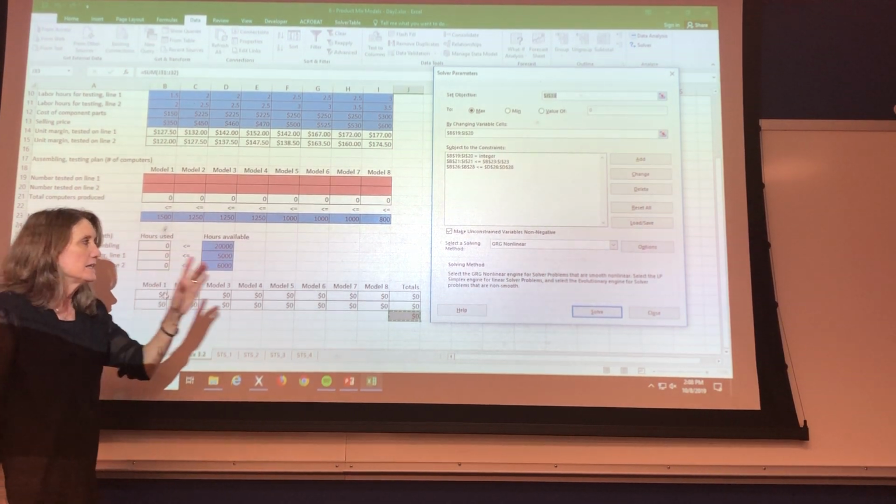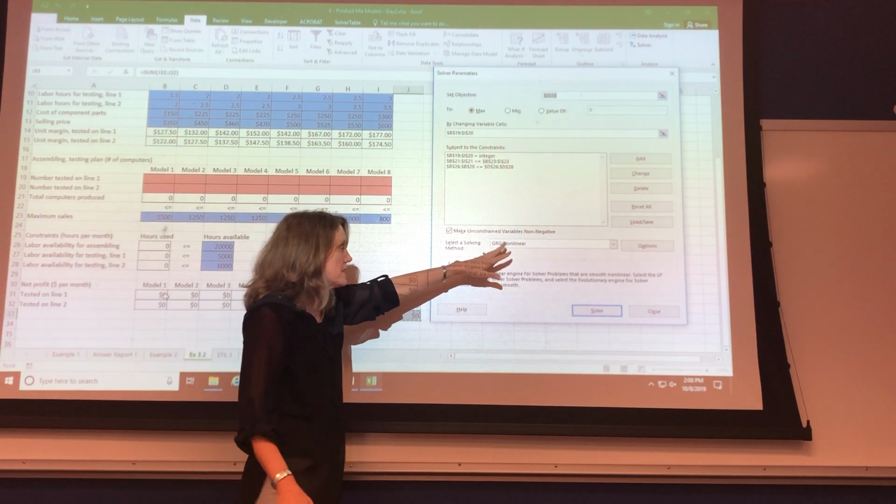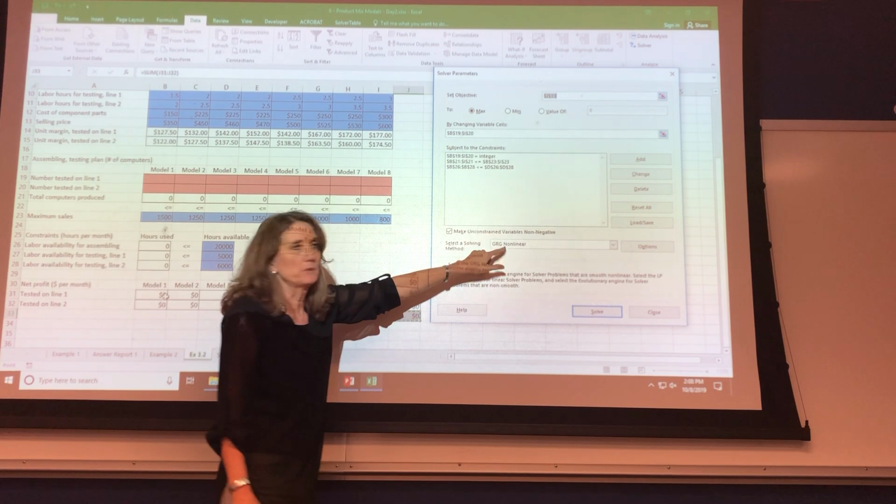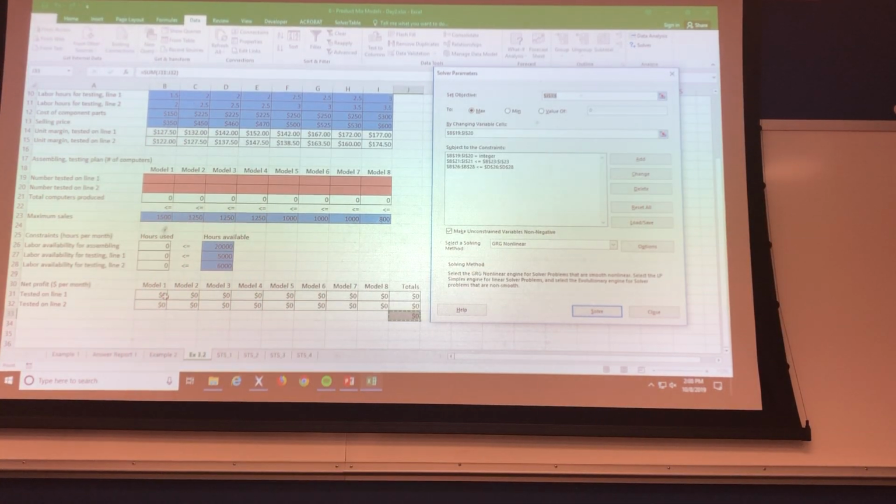I don't know if yours is on this, or if I just saved my file in some weird way, but that should say Simplex LP. All of them that we do in the first 2 tests are Simplex LP. Wait, I don't know how that got on.